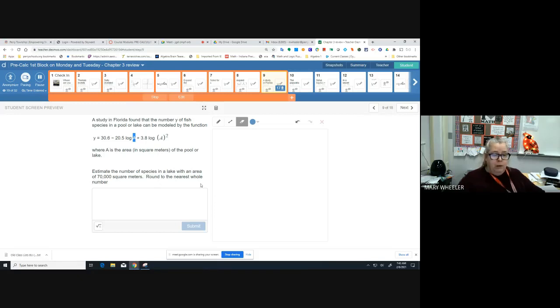Okay, this problem is designed to look hard with that formula. It's not hard. They're telling you what A equals. A is your area. It equals 70,000 square meters. So you're just going to plug that in, and it's going to become calculator work.